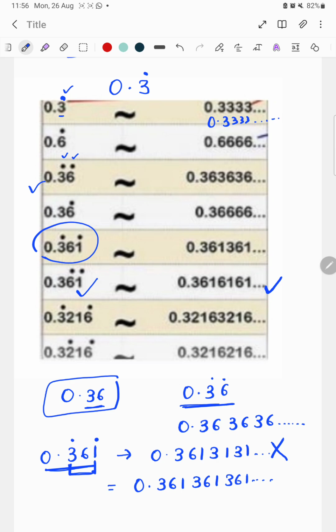In my next session about the same topic, I will be discussing how to convert these recurring decimals into the fractional form. Okay, thank you so much.